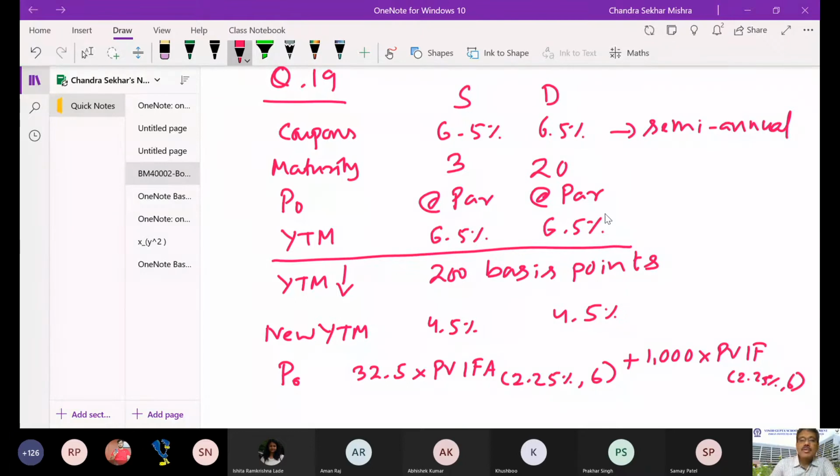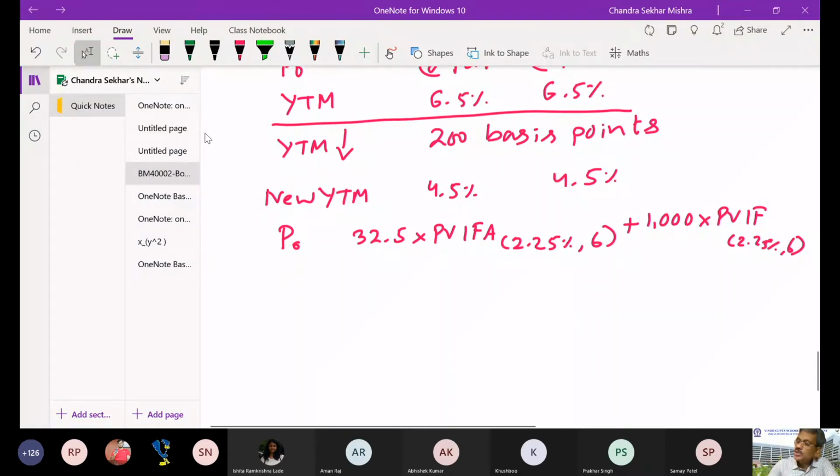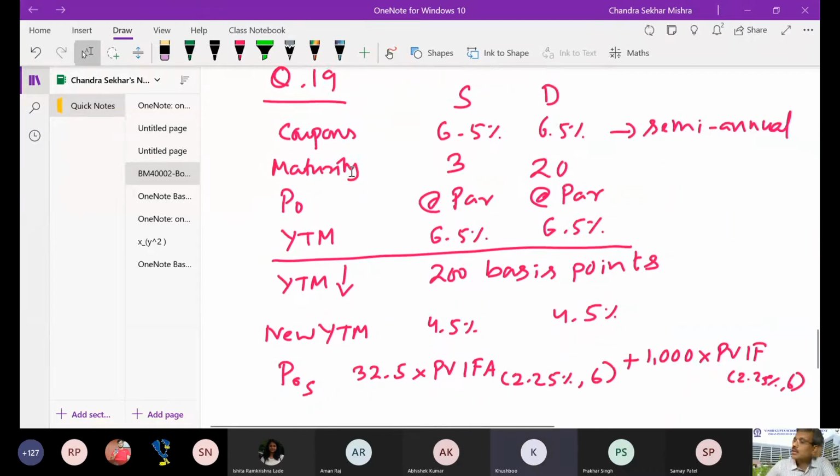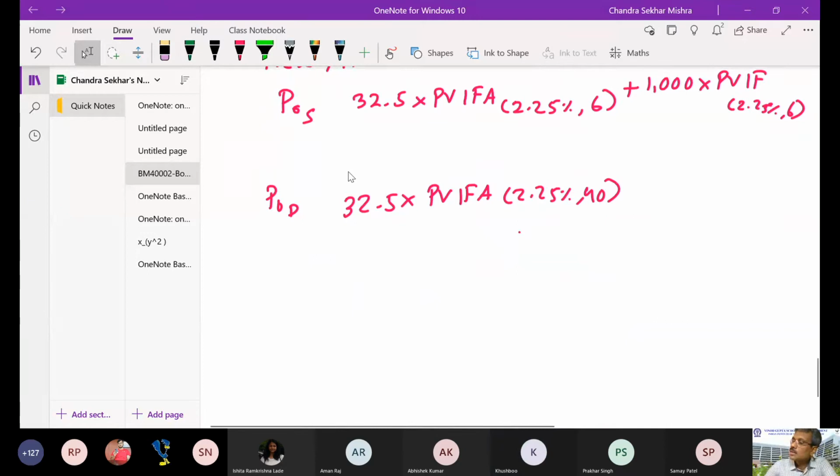Similarly, what will be the second bond? That is, P0 of S, and now P0 of D, the new price. Again the same: 32.5 into PVIFA, 2.25%, comma how many periods? 20 years into 2, 40. Plus 1,000 into PVIF, 2.25%, comma 40. Now please tell me the value.